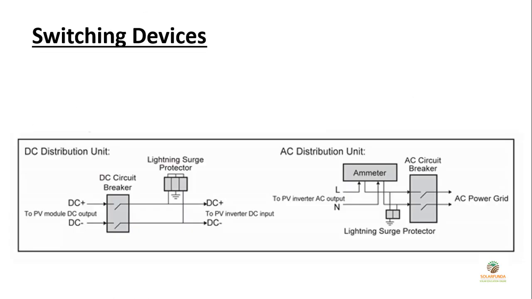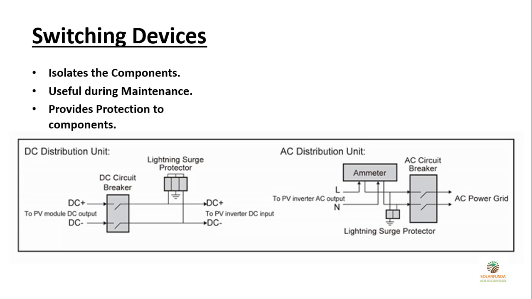So, what are switching devices? Switching devices are used to isolate the component. For example, during maintenance, if I want to isolate solar panel from the system, I can do it using DC-DB. If some fault occurs in any part of the system, switching devices also play a major role, preventing other equipment from fault.